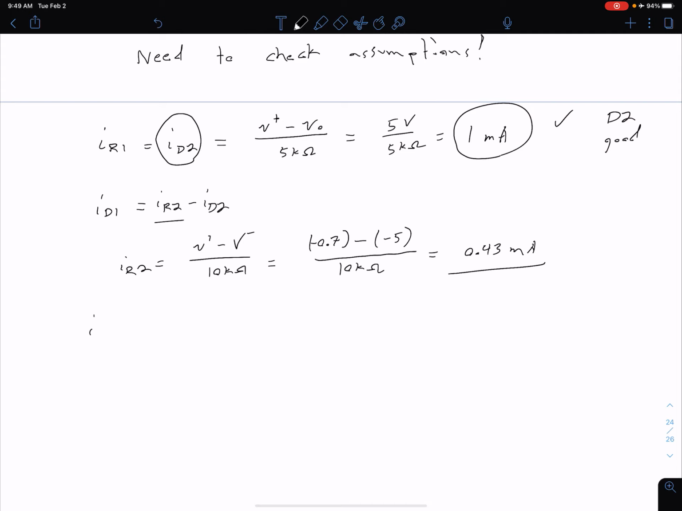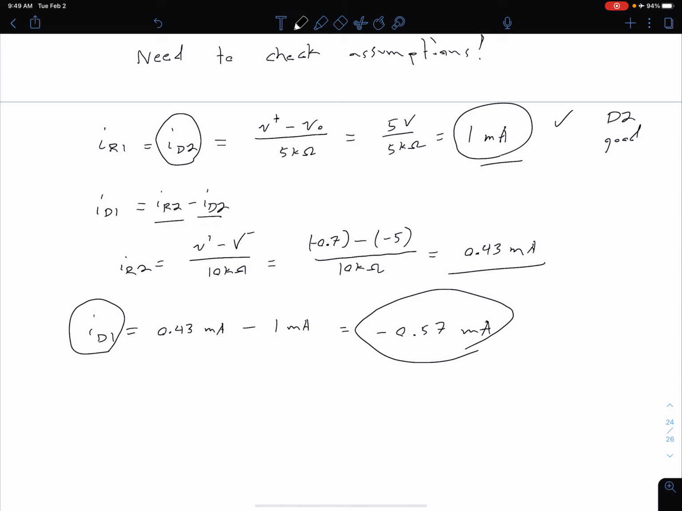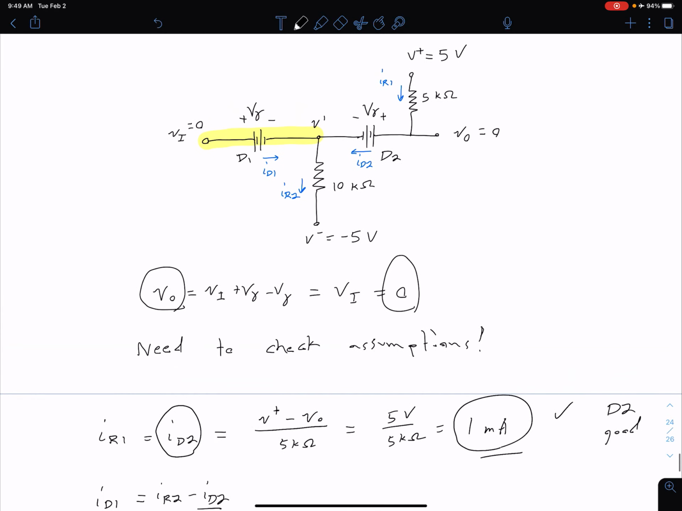Okay, so now we want to put this value in for our IR2. So we get that our ID1 is equal to 0.43 milliamps minus our ID2, which is the 1 milliamp we found previously. And we see that this gives us negative 0.57 milliamps. Okay, so now coming back up here to refresh ourselves, we assume that D1 is on.